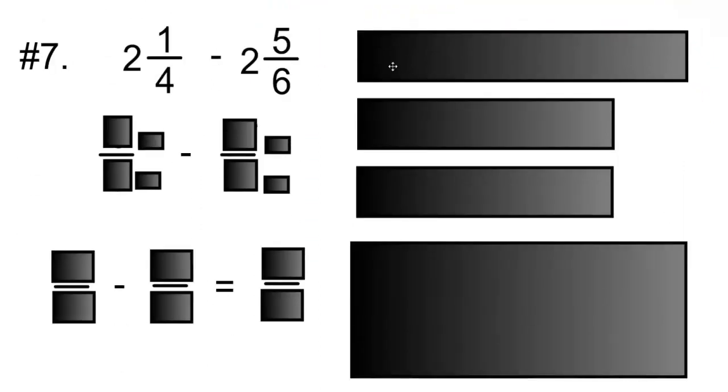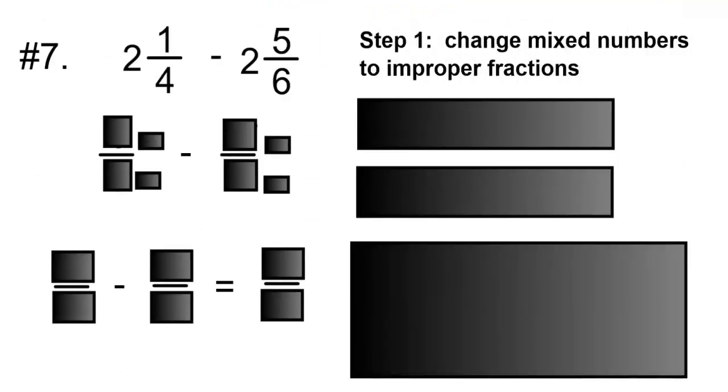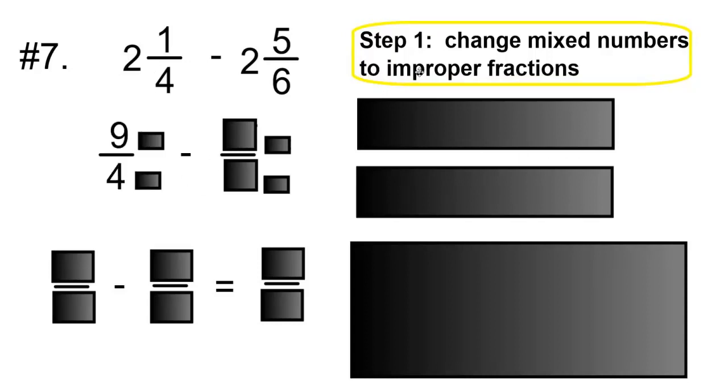Question 7. 2 and 1 over 4 minus 2 and 5 over 6. Step 1. Change mixed numbers to improper fractions. They're both mixed numbers. 2 times 4 is 8 plus 1 is 9. So 9 over 4 minus 2 times 6 is 12. 12 plus 5 is 17. So 17 over 6.